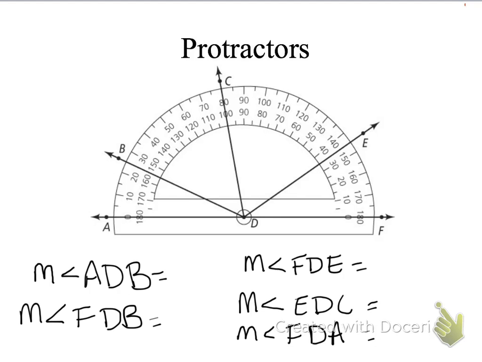Okay, looking at protractors. Let's go ahead and look at this one first. The measure of angle FDE. We're going to look at the lower half here because we know that angle has to be smaller than 90 degrees. So we know that 150 is going to be too big, and so on. It sits in between 30 and 40 here, so we know that our measure is going to be 35 degrees.